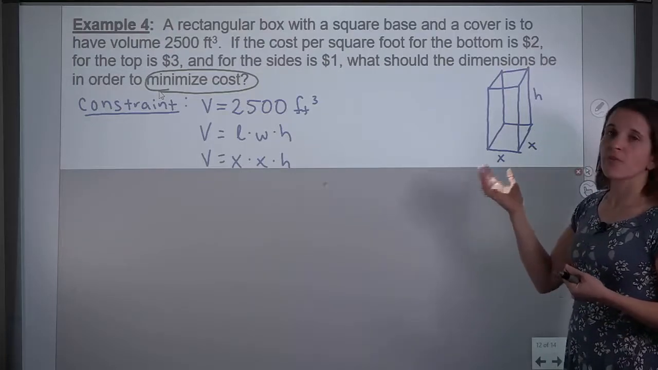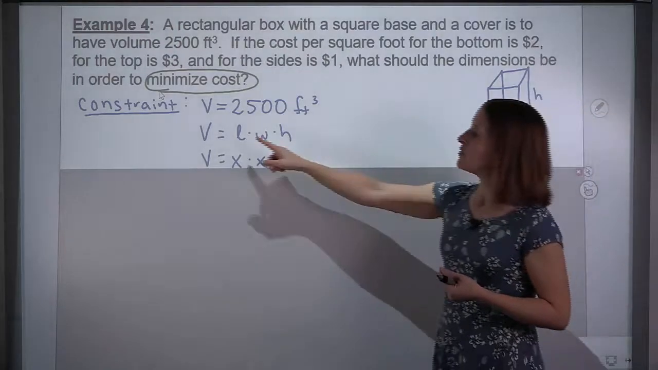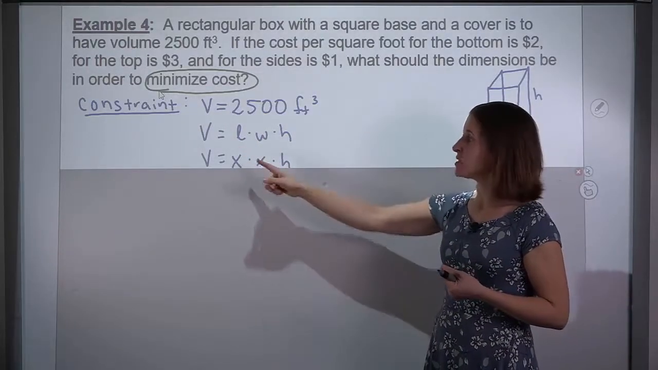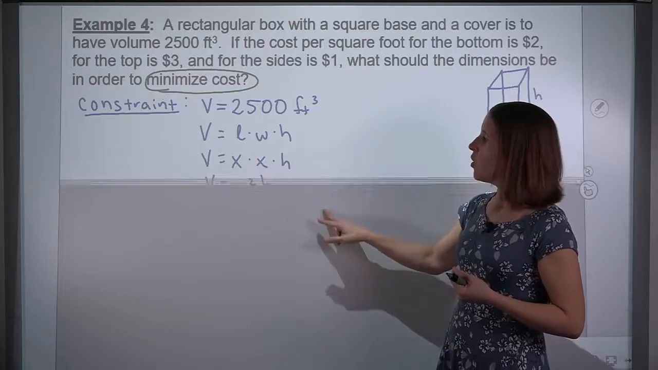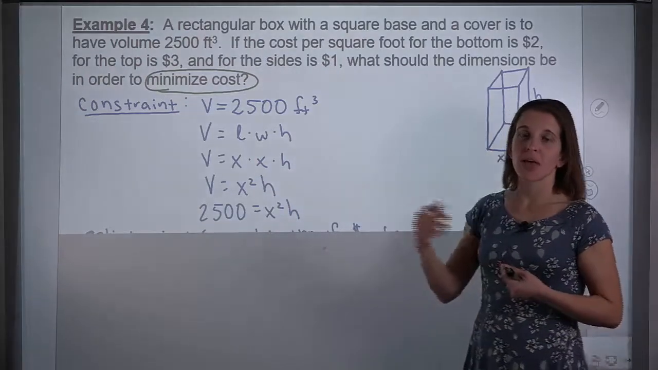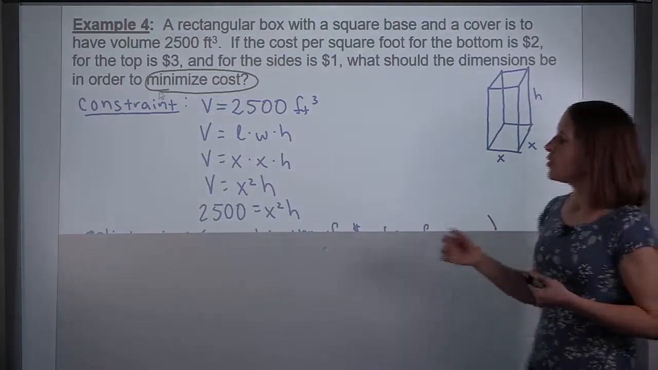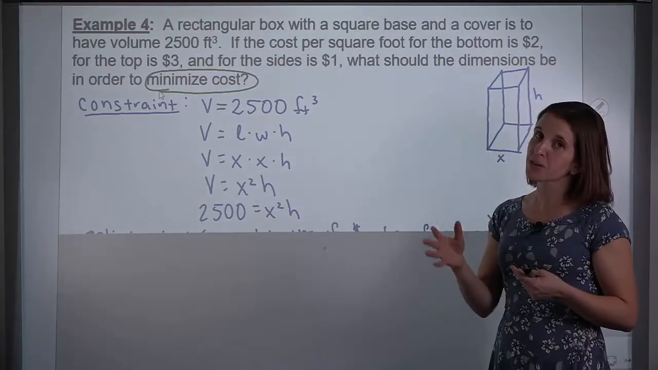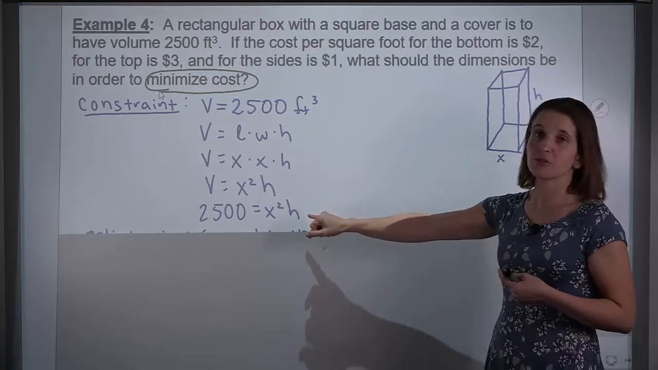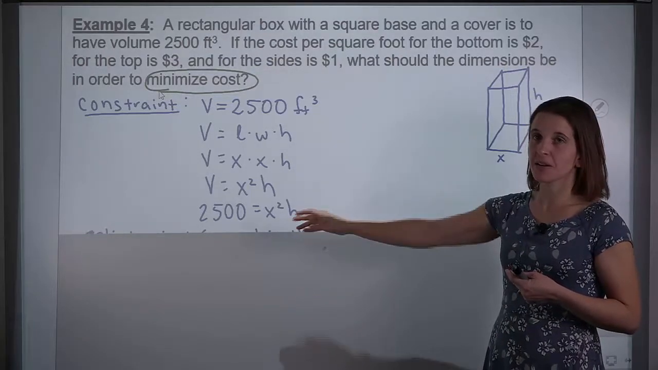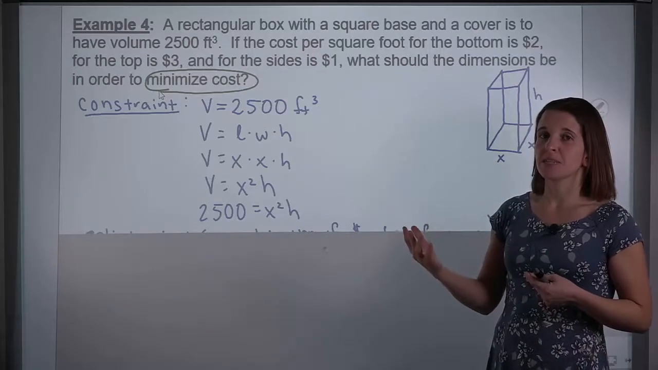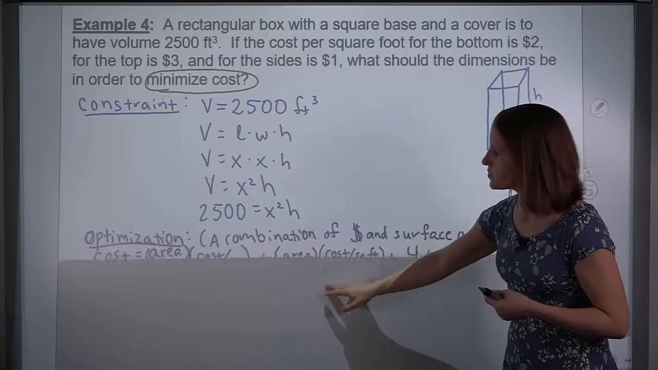So we are told that the volume has to be 2,500, and volume in general is length times width times height, but our length and our width of our base are the same. So it's actually going to be x times x times h, or x squared h, and we know that has to equal 2,500. So that's going to let us solve for one of our variables. It doesn't matter which, but sometimes one's easier. Solving for h would be easier because it wouldn't involve square rooting. So I will solve for h so that we can substitute, and then in our optimization equation only have one variable.